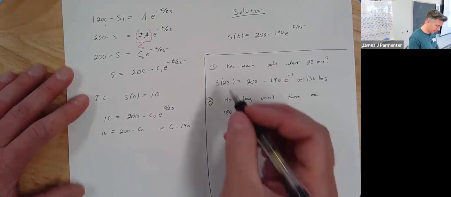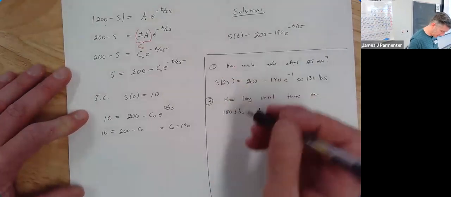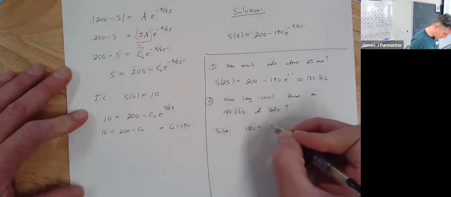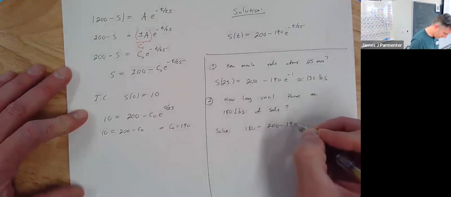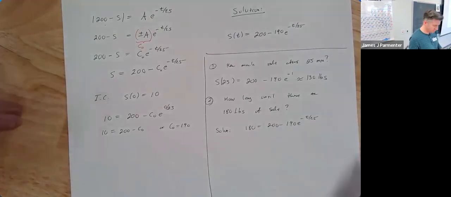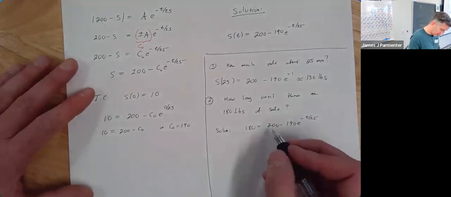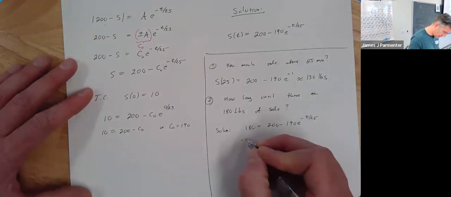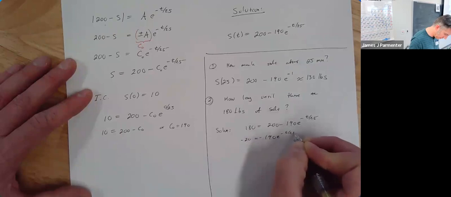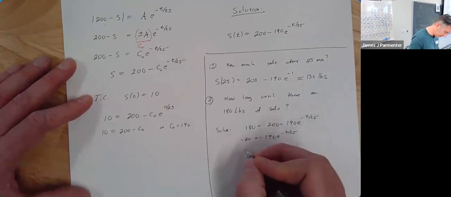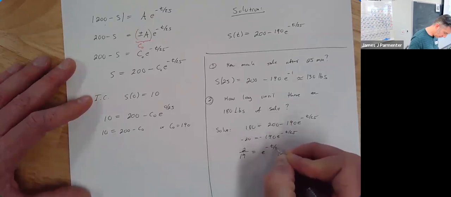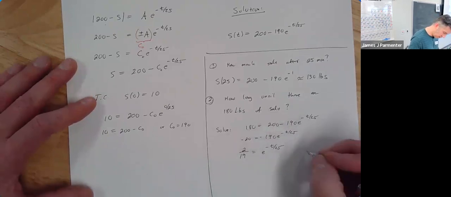So then we would set S equal to 180, and we would solve 180 equal to 200 minus 190 e to the negative t over 25. And that requires a little bit more algebra manipulation. I would subtract 200: negative 20 equal to negative 190 e to the negative t over 25. I would divide both sides by negative 190 and get 2 over 19 equal to e to the negative t over 25. And then take the natural log.